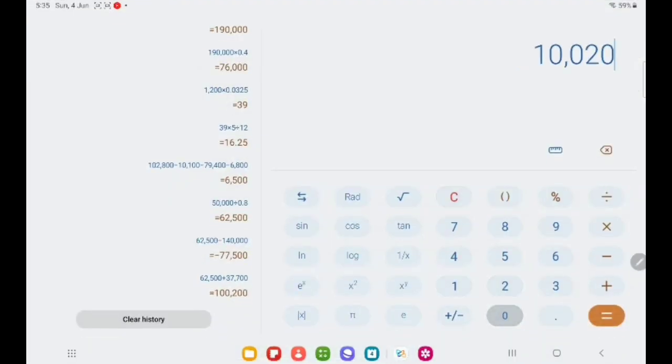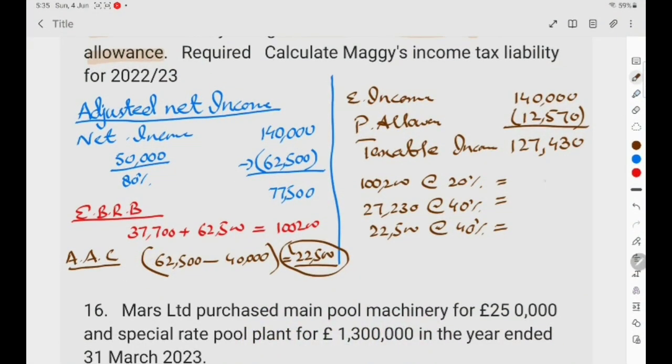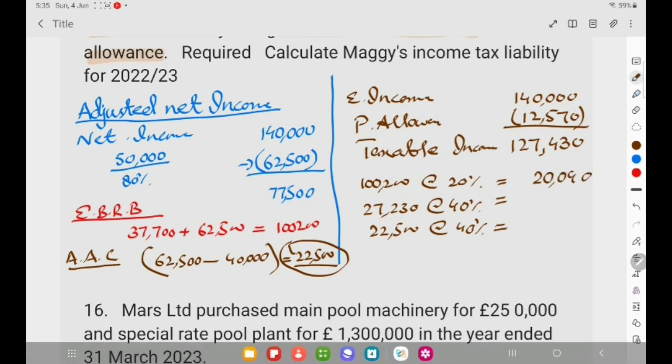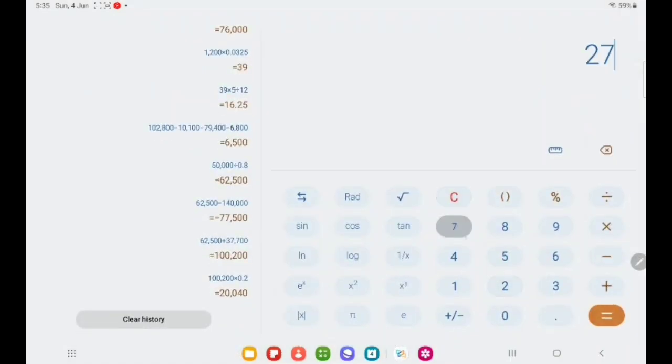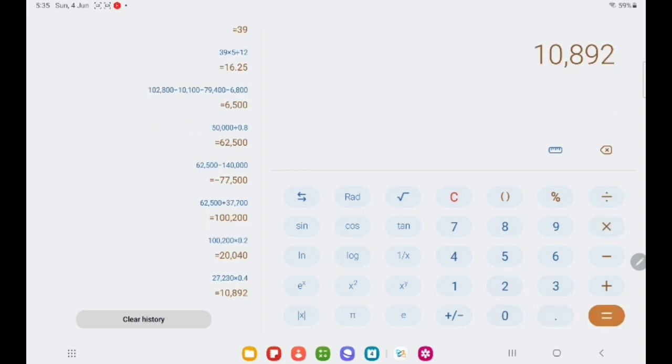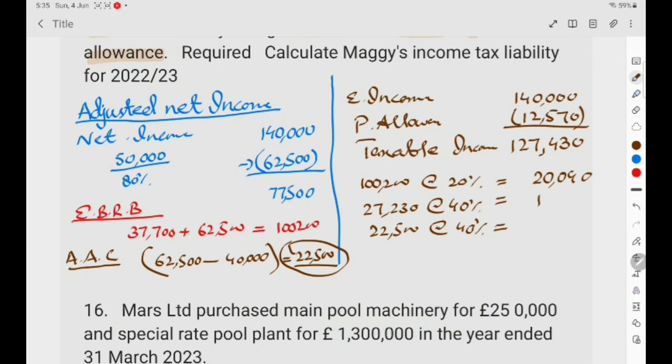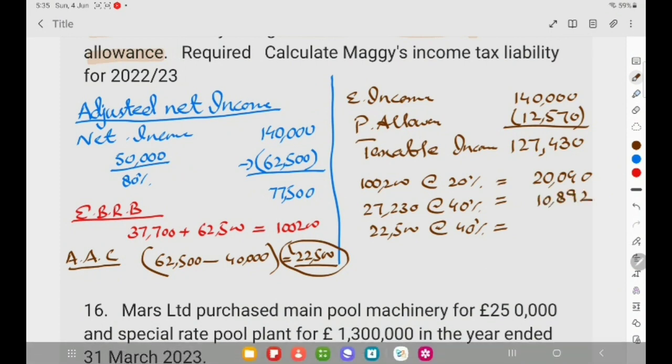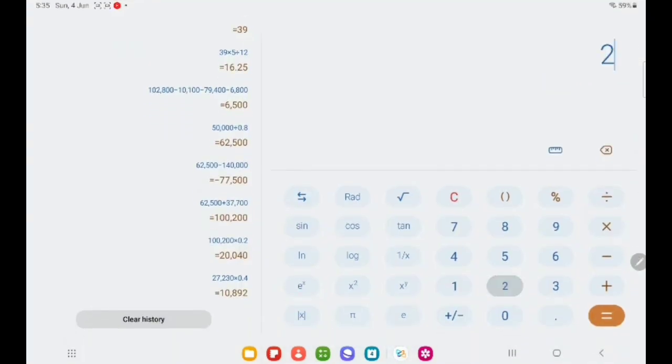On 1,00,200 this is 20%, so this will be 20,040. On 27,230 it is 40%, this is 10,892. And on 22,500 again this is 40%, so it is 9,000.